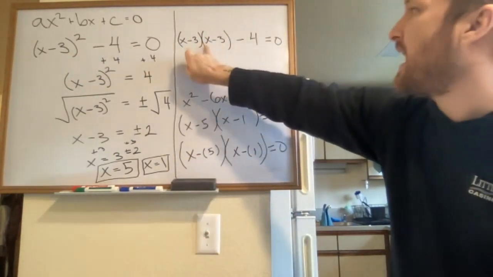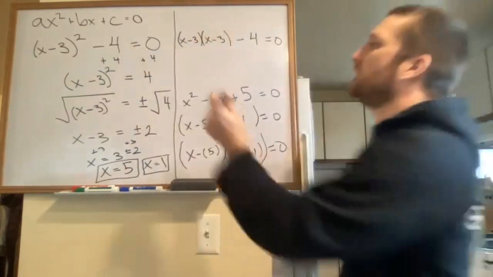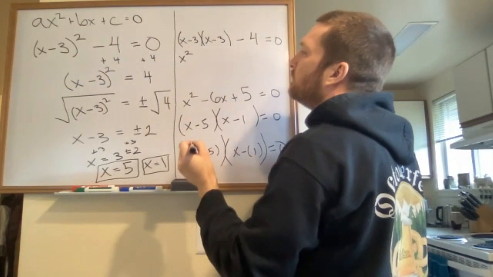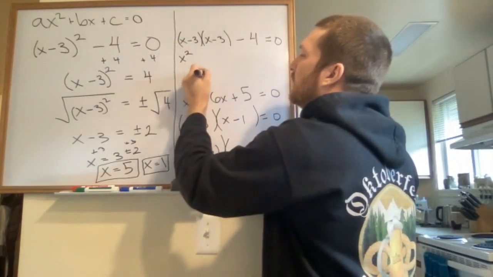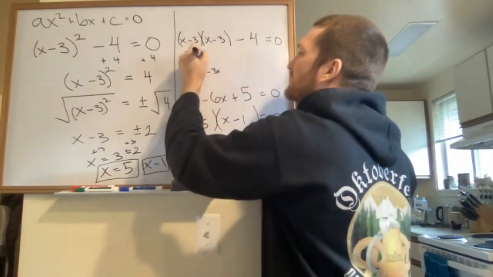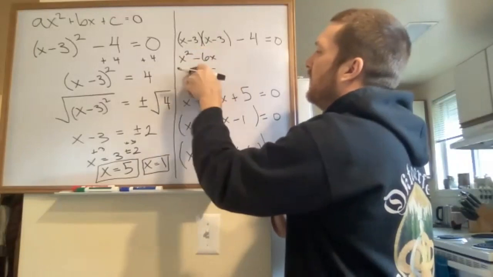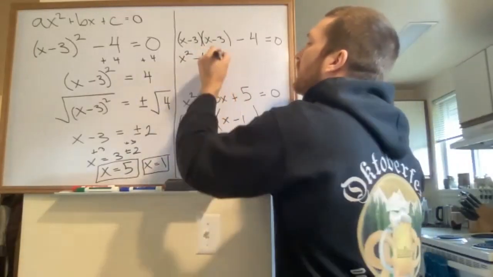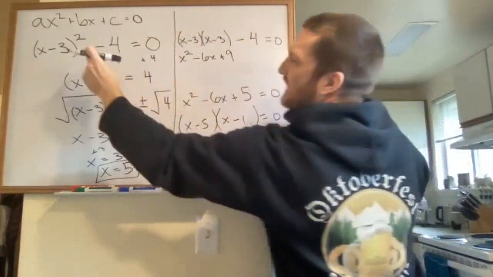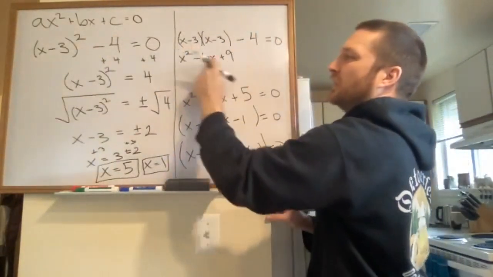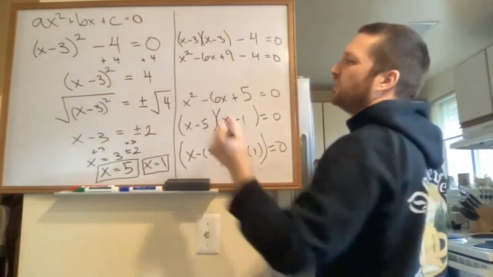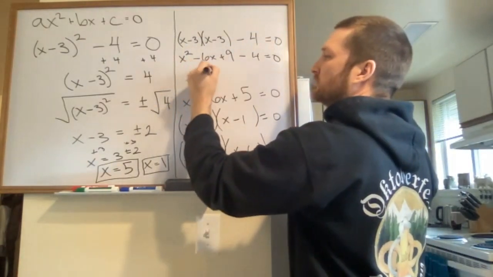So let's FOIL this out. What is x minus 3 times x minus 3? X squared minus 3x minus 3x, which is a total of what? Minus 6x. Okay, and then what? Plus 9. Finally, okay, so we did that part. That was the x minus 3 squared. I just rewrote it like that. Minus 4 equals 0. So what's 9 minus 4? 5.